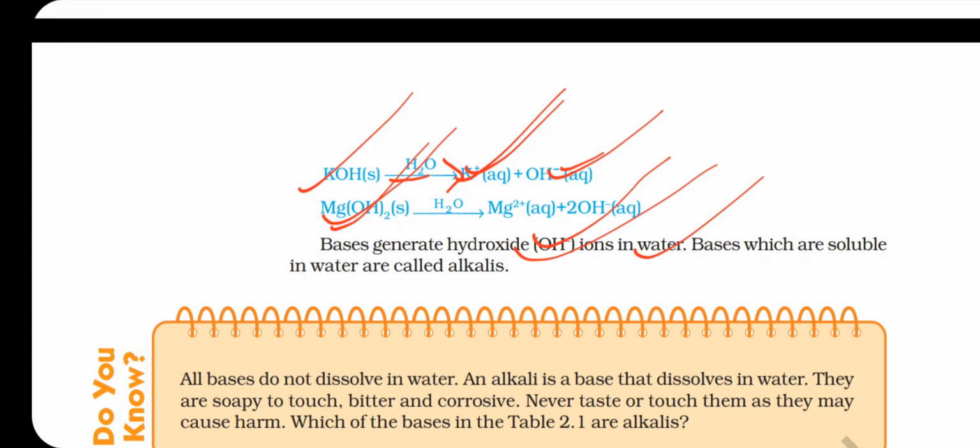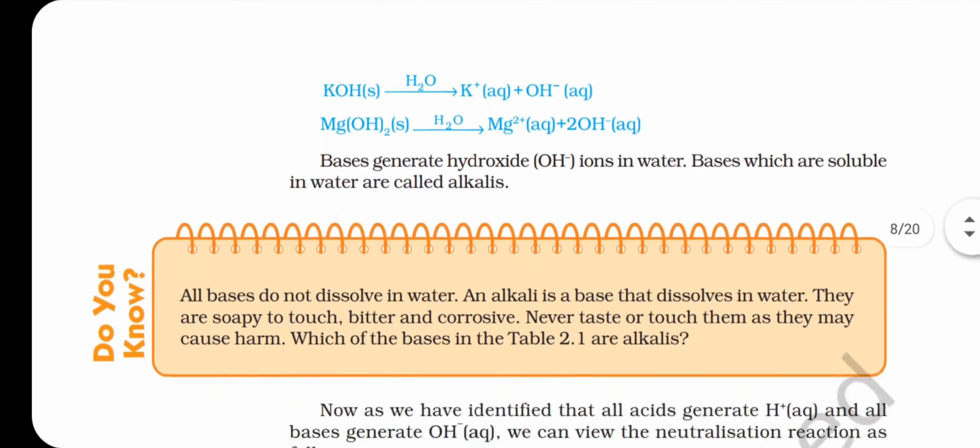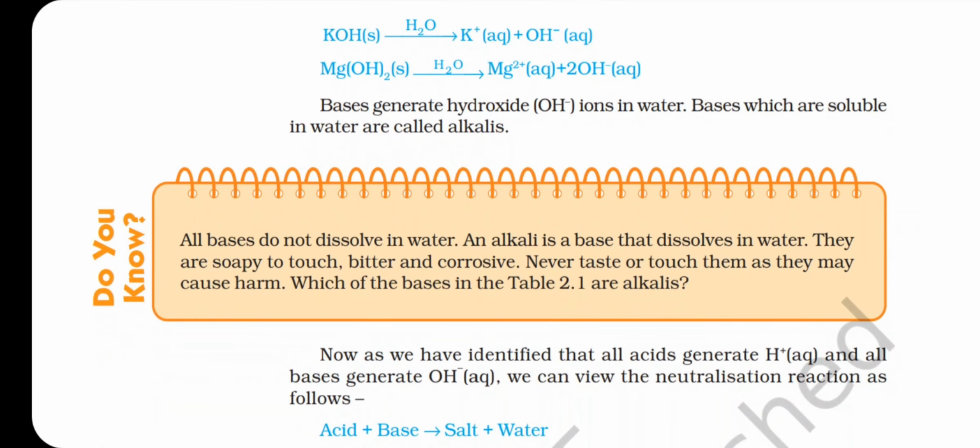The bases which are soluble in water are called alkali. So what are alkali? Alkali are those bases which are soluble in water. All those bases which are soluble in water are called alkali. All the bases do not dissolve in water, and an alkali is a base which is dissolved in water.